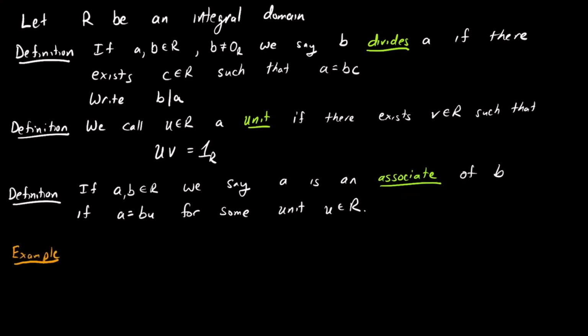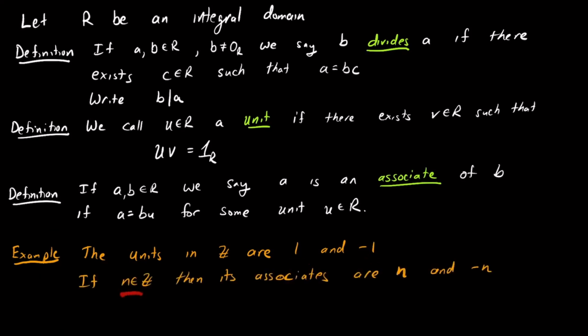So the first kind of boring example that we've already seen is that the units in Z are 1 and -1. These are the only integers that are invertible under multiplication, namely 1 times 1 is equal to 1 and -1 times -1 is equal to 1. And if I take any other integer, I cannot multiply it by an integer to get 1 back. For example, 2 times an integer will never be 1. So 2 is not a unit. Okay, and then I can ask, what are the associates of any integer? Well, I just take that integer and multiply it by my 2 units. So for example, if n is an integer, its associates are n and -n.